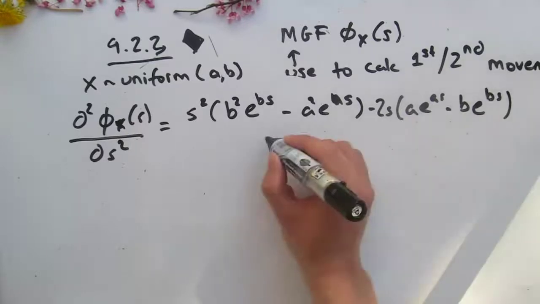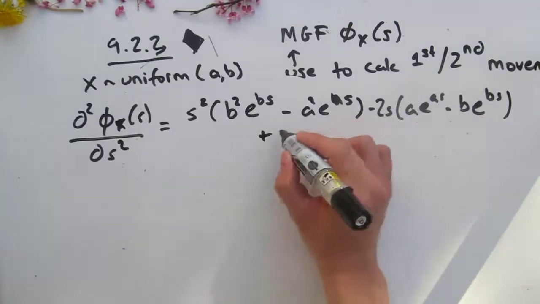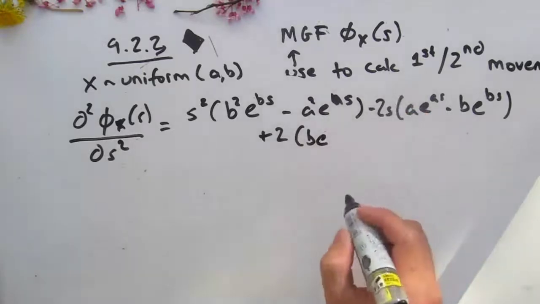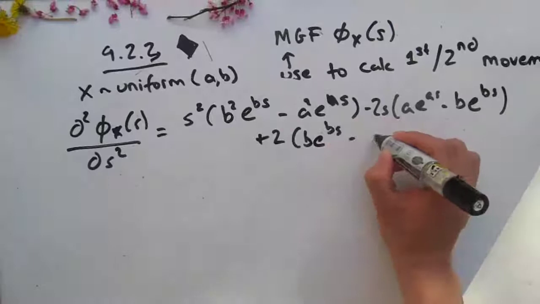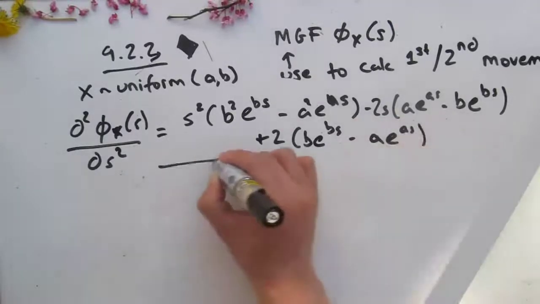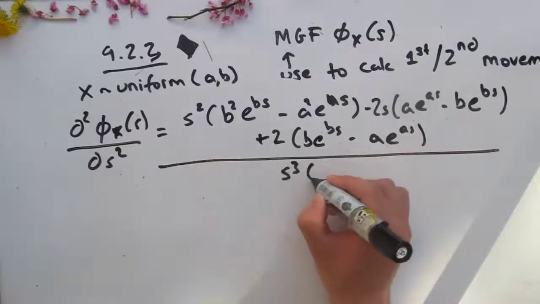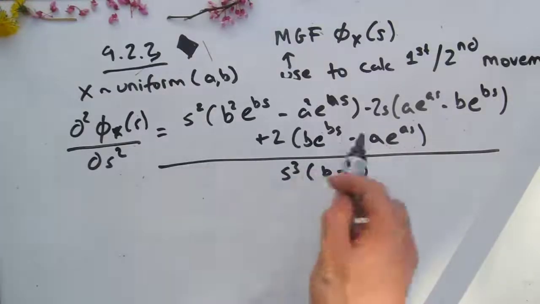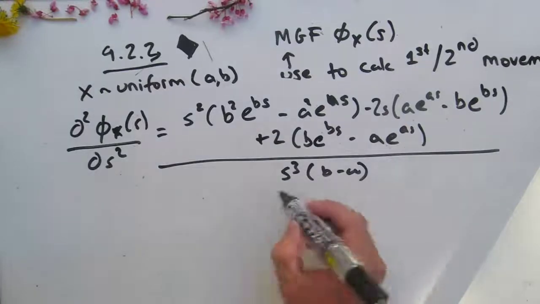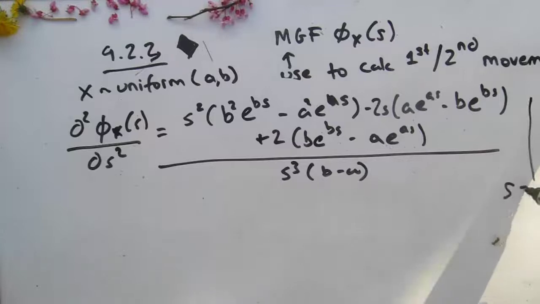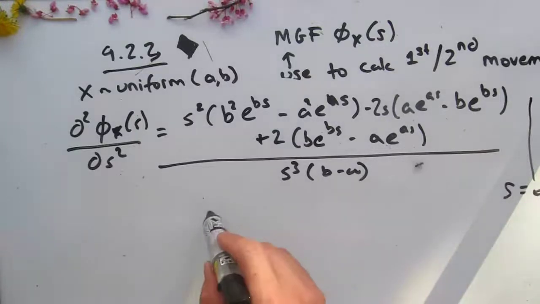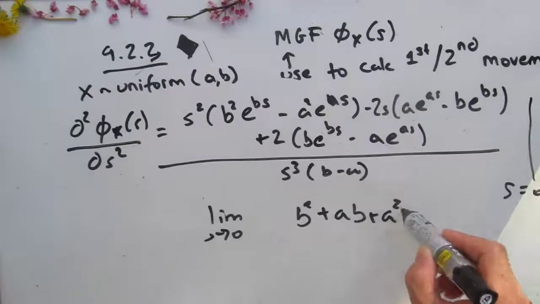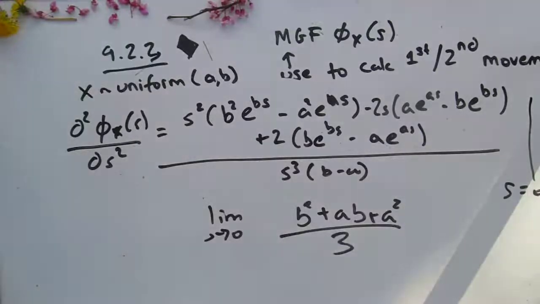Oh my god, this is still part of the numerator, plus 2 b e to the bs minus a e to the as, and this whole thing is over s cubed times the difference b minus a. Fortunately, the first and the bottom cancel out, and then again we have to use L'Hopital's rule, because you have to evaluate at 0. So you take the limit as s goes to 0, and the answer comes out to be b squared plus ab plus a squared, over 3, which you can verify using your normal methods.